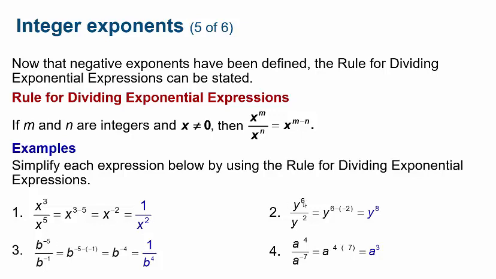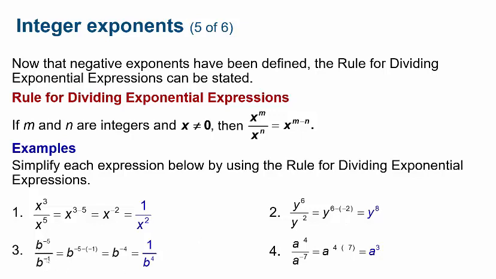Y to the 6 divided by y to the negative 2. So it's the top exponent subtract the bottom exponent. You have to be careful here with the double negatives. So this would be 6 minus, keep this the same, minus 2. Well, negative negative would be a positive, so it would end up being 6 plus 2, which gets me 8.